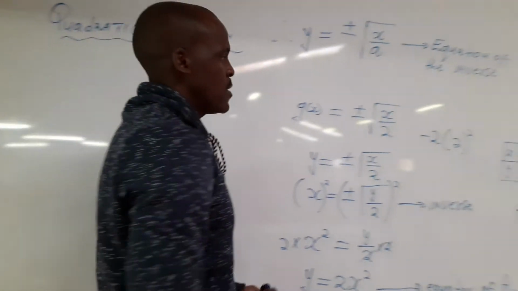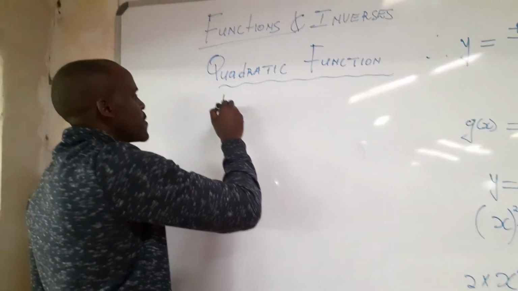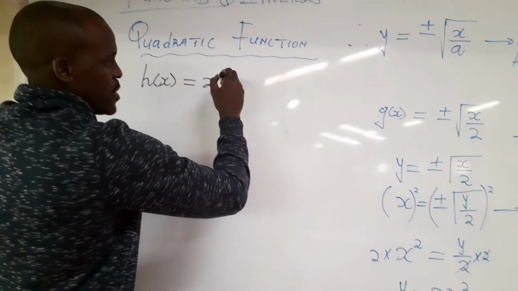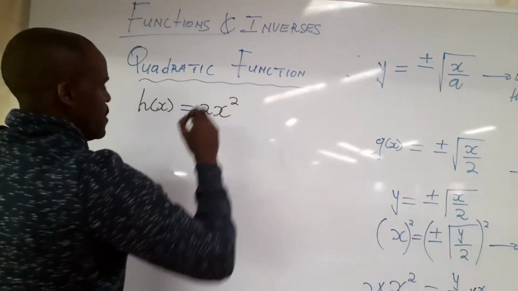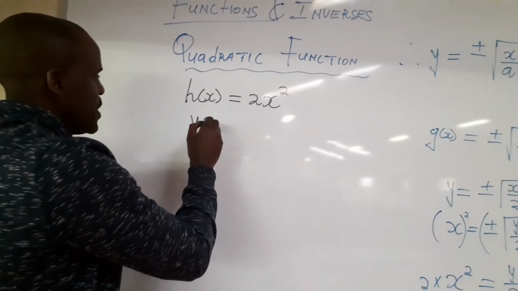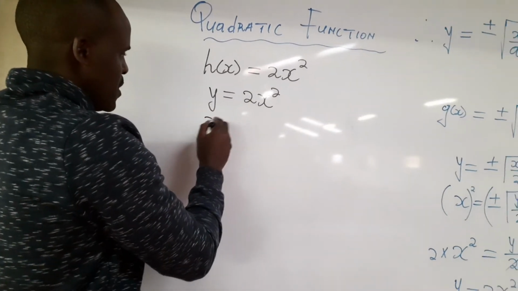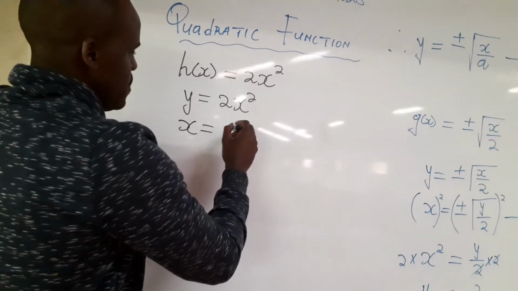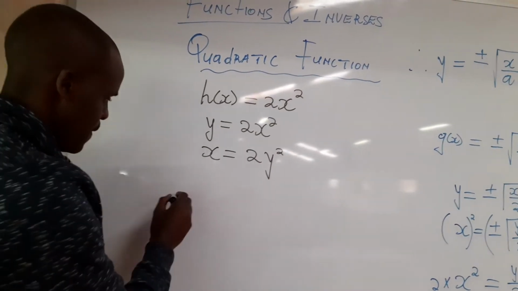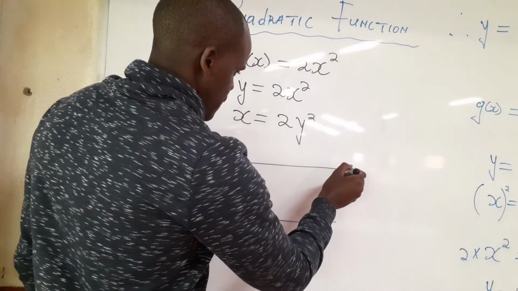Using the same graph, h at x equals 2x squared. Let us find the inverse here. It's y equals 2x squared, and then we swap the points. X will be equal to 2y squared. We want to sketch this graph for the inverse.